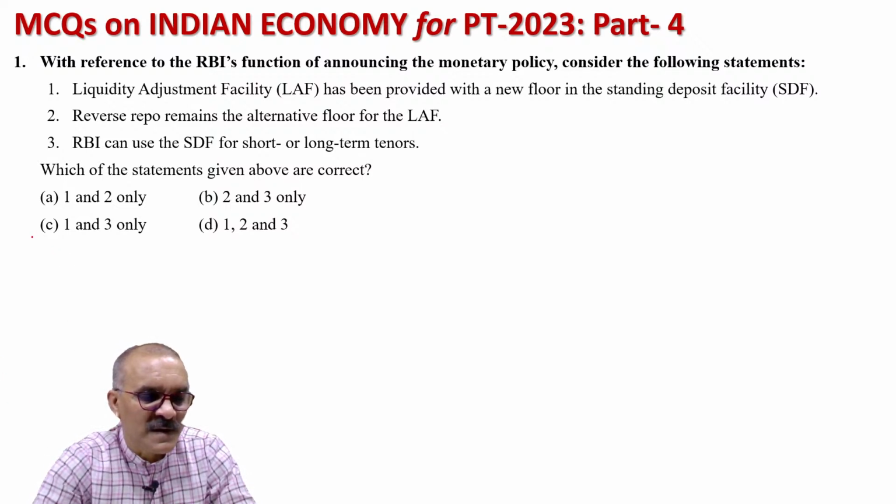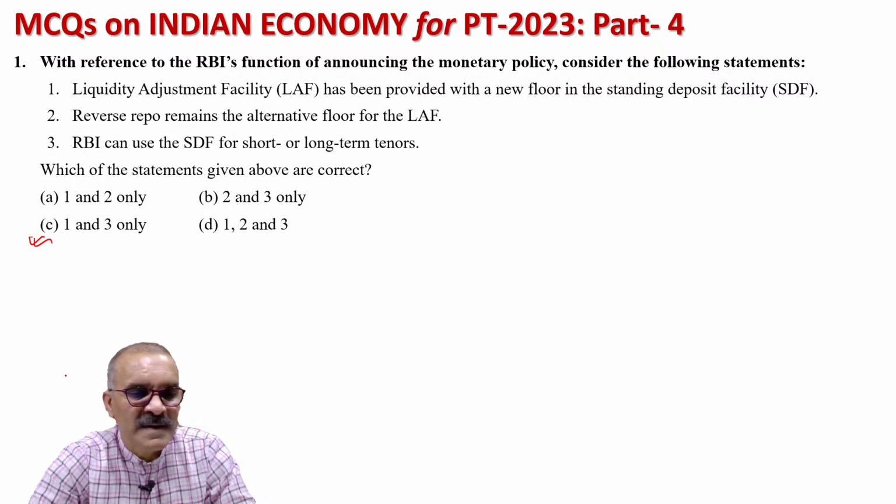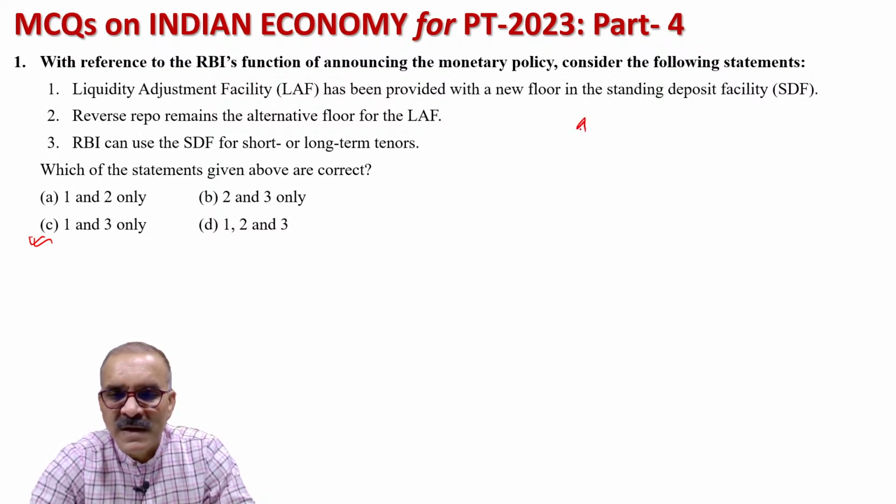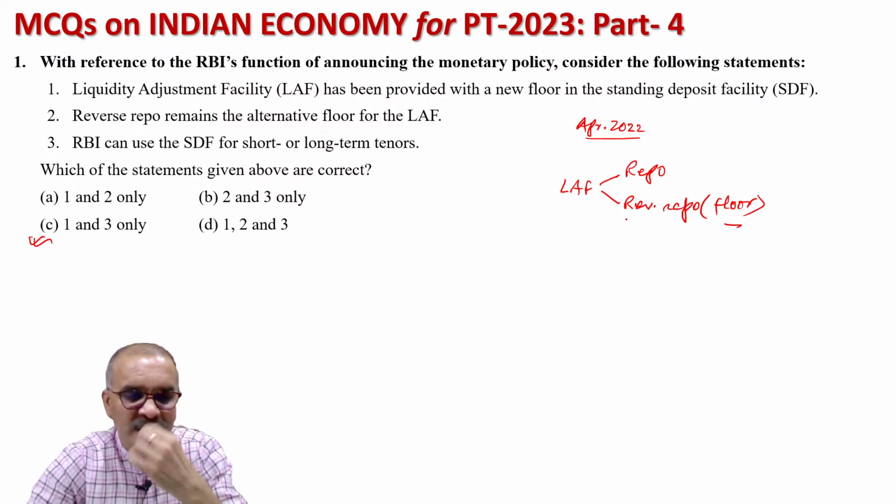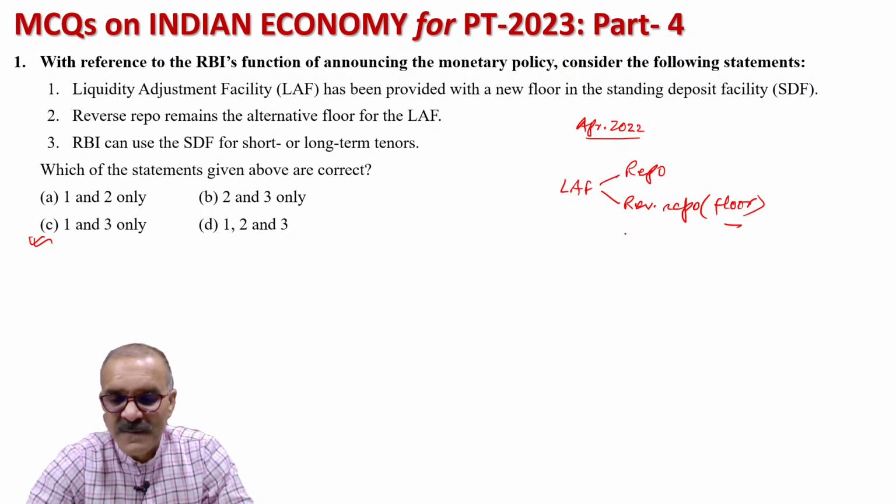Its correct answer is basically C. Do you know why? Only 1 and 3 are correct. In April 2022, RBI made a change. Liquidity adjustment facility has two limits. The upper is repo and the lower is reverse repo, which is known as the floor of the LAF corridor. This floor has been replaced by RBI with a standing deposit facility rate, and reverse repo was converted into fixed reverse repo.